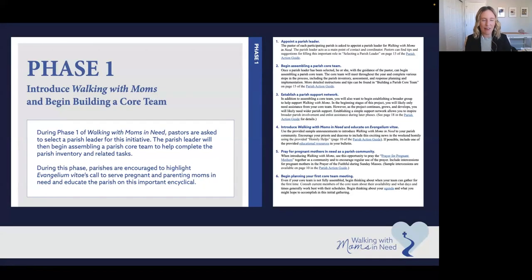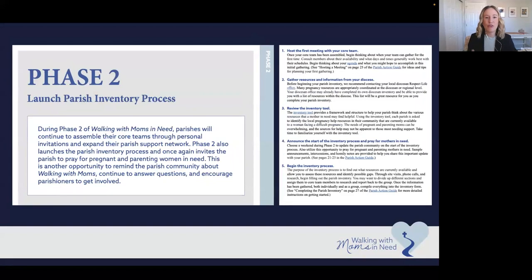So let's take a look now at phase two. Phase two is when things really start to get going. This is when we're going to launch the parish inventory process. This is when you're going to finally meet with your core team for the first time. You've probably been assembling different members and volunteers slowly as you've rolled this out and started to lay that foundation. This is when we're finally going to meet together and get things started. This is a great time to reach out to your diocese as a team and to gather resources and information that you need to know to plan how you're going to start implementing this in your parish.